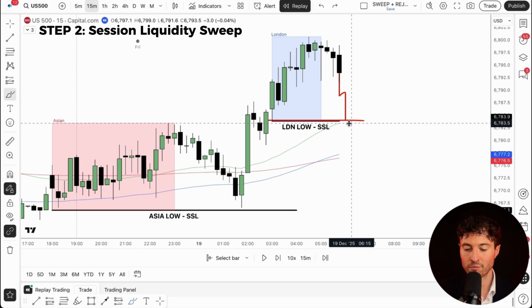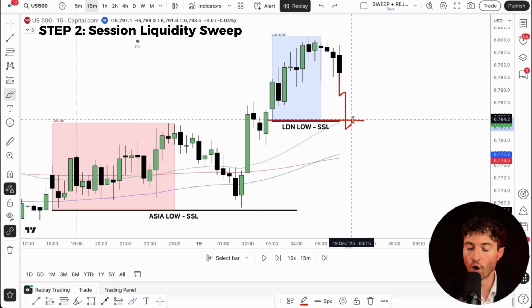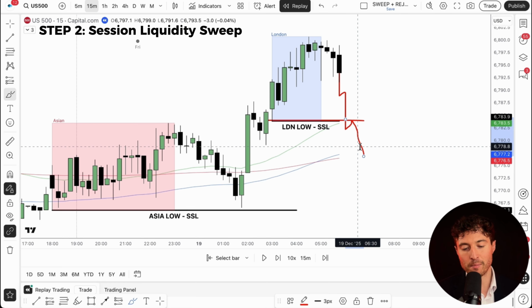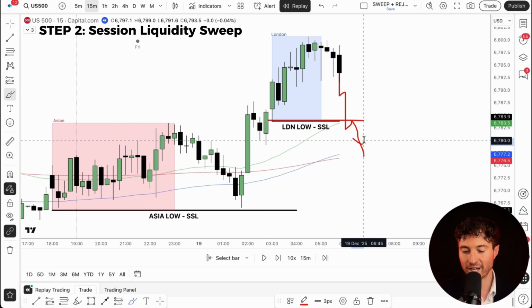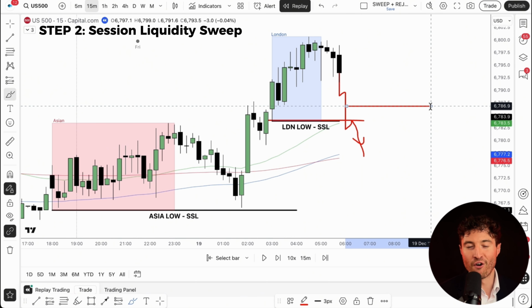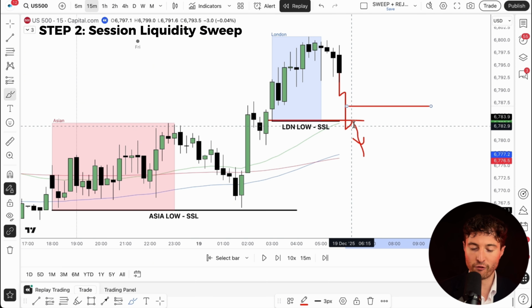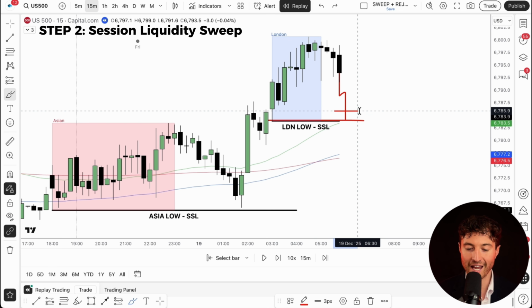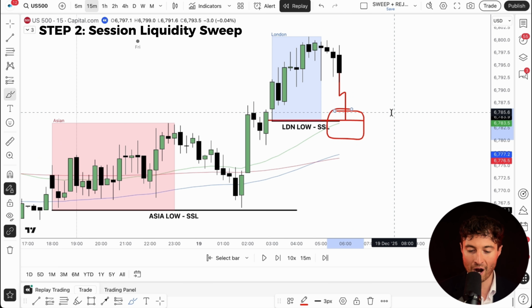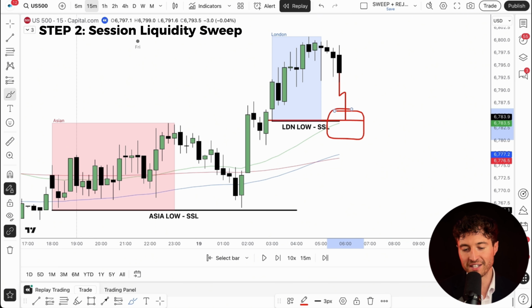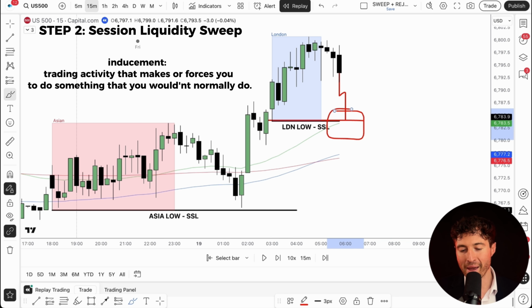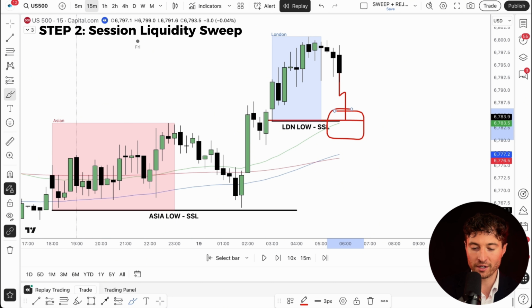Vice versa, right? When we break and we get below the London low, traders are going to be shorting this market, right? They're going to see this as a breakout to the downside. They're going to be getting short, stop loss around here, providing sell side liquidity. Why are they doing that? Well, because they're shorting. Therefore, we know that a lot of traders are going to be induced into this market around this level right here. And all inducement is just trading activity that makes or forces you to do something that you wouldn't normally do. So it sort of induces you, it entices you into the market to position.